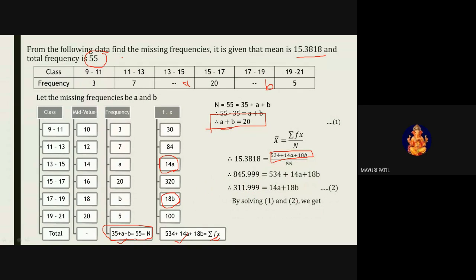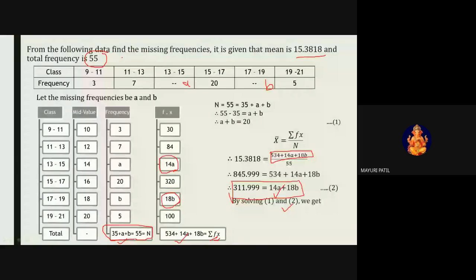Now we get two equations. This one is one, and this one is two. Now by solving 1 and 2, what do we have to do? Either you put it as it is, or just take the simplified equation, a plus b is equal to 20. Here is the first equation, right? And the second one was this one, 14a.